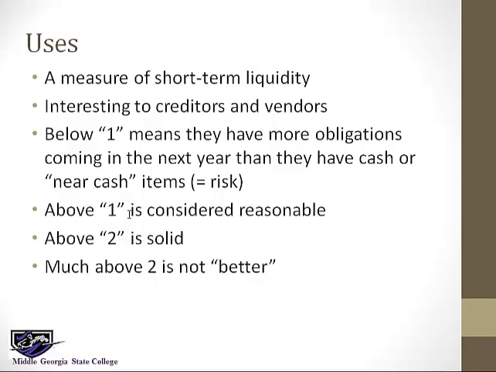Typically, a current ratio above 1 is considered reasonable, and above 2 is considered solid. If you're much above 2, then that's not really very helpful because once you have enough to pay the vendors, having extra doesn't really matter. In fact, idle cash is really not seen as a good use of cash because it doesn't earn any money, and so it's considered dormant. So really, above 2 is no different than 2.